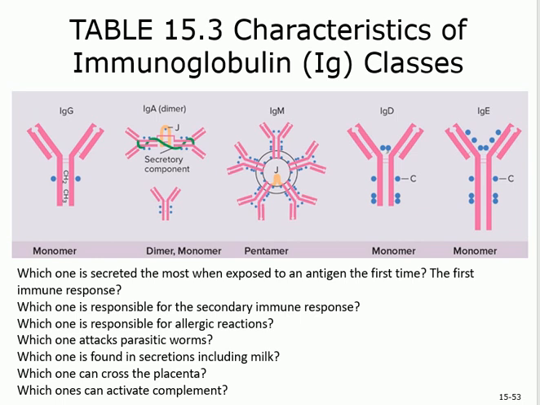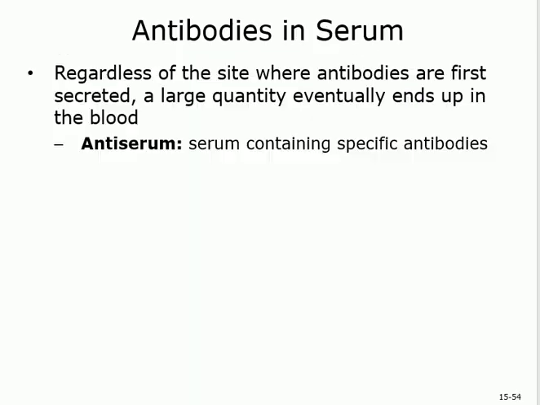Which one is secreted in the milk? A. A for secretion and surfaces. Which one crosses the placenta? G. Which one activates complement? G and M. Right? Did you get this? This is a very important slide. Okay?